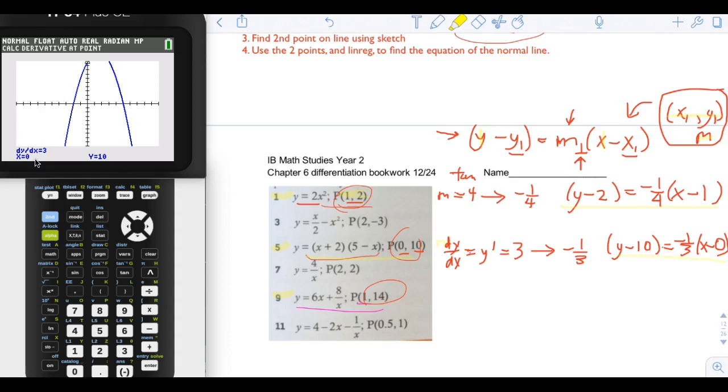Okay, and if you like this method, you can use this method on these problems where they ask you to find the equation for a normal line.